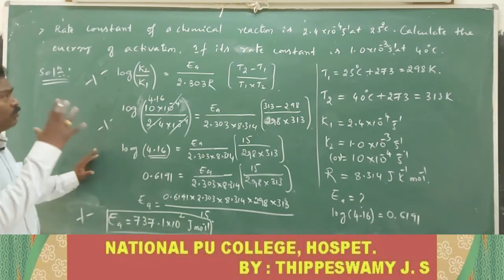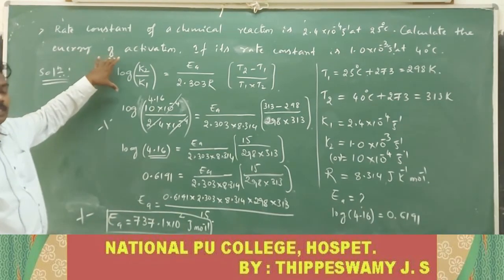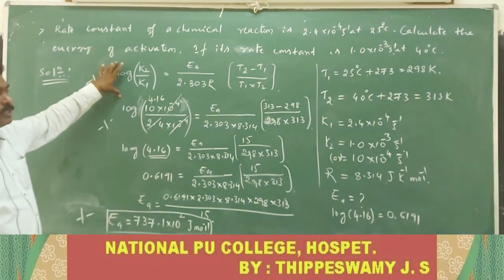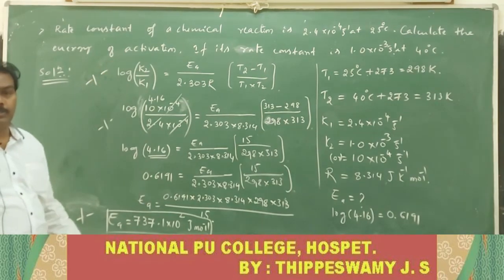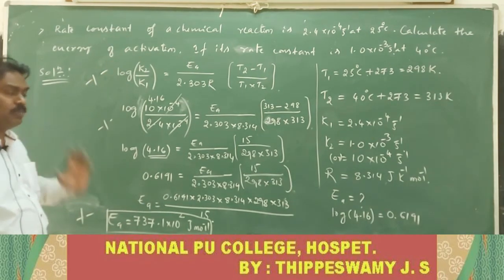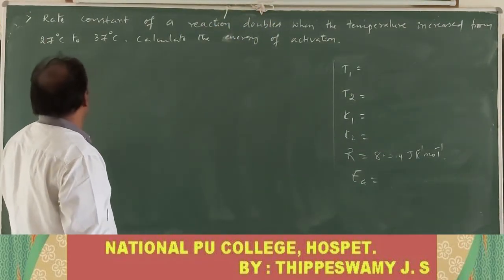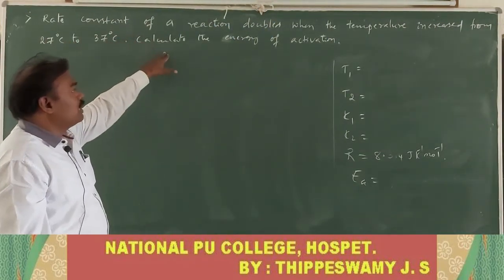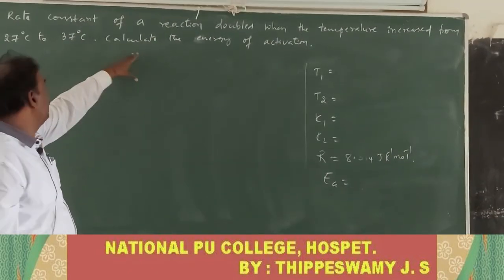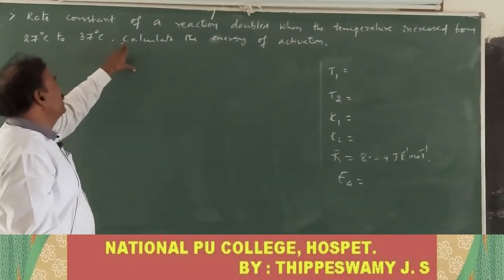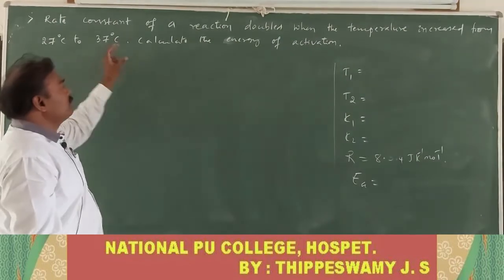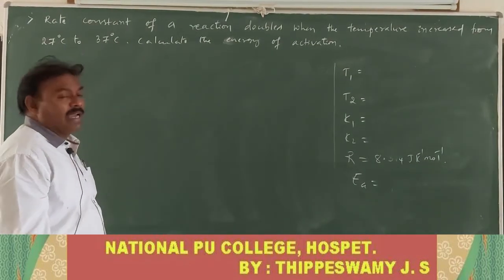You just go through the numericals based on the Arrhenius equation at 2 temperatures. This is very, very important. Following all of you? Now we shall move towards another numerical. What is that? The rate constant of a reaction doubles when the temperature is increased from 27 degrees Celsius to 37 degrees Celsius. Calculate the energy of activation.